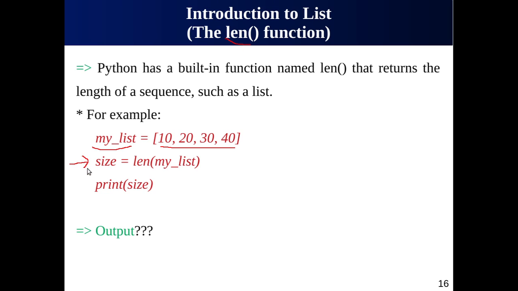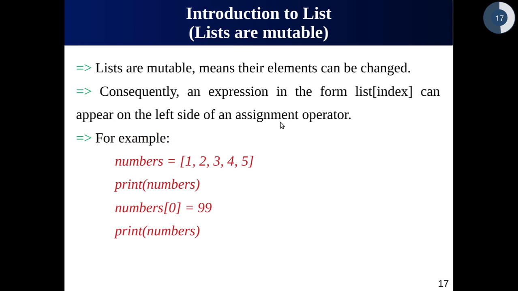You can declare a variable with the name size, and then you can assign the length of this list to this variable. After that, we can print the value of size. What do you think is going to be the output of this program? In this case, it is 4, because the total number of elements in this list is 4. So if you want to find the length of a list, you can use this length function.